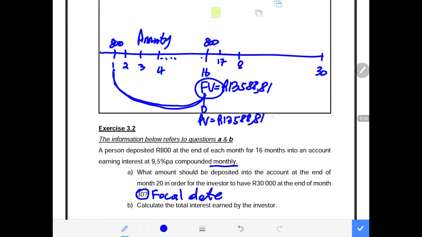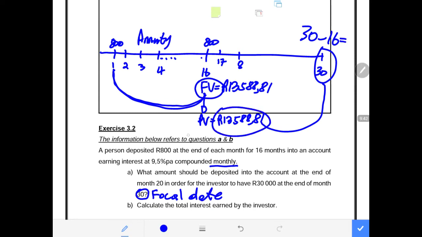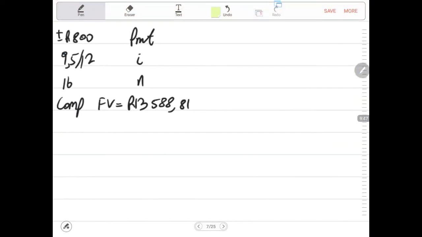13,588 rand 81 cents. Then we have to calculate the future value of this amount at month 30, which will be 30 minus 16, meaning starting from month 17 up to month 30 will be the number of months this 13,000 will be earning interest up to month 30. So now let us calculate the future value of this 13,000, meaning how much will be in the account at the end of month 30. This is what is in the account at the end of month 16.